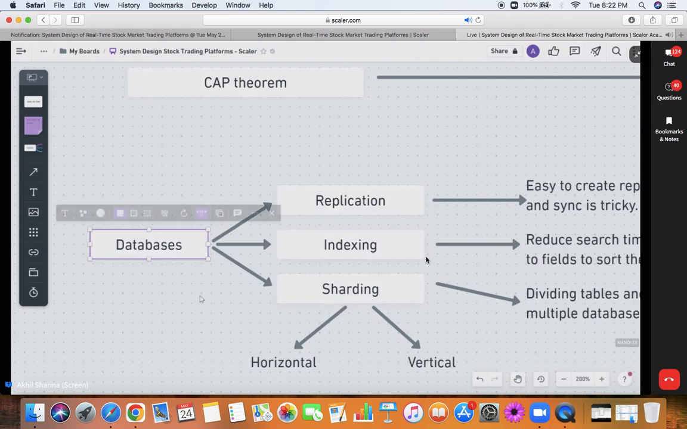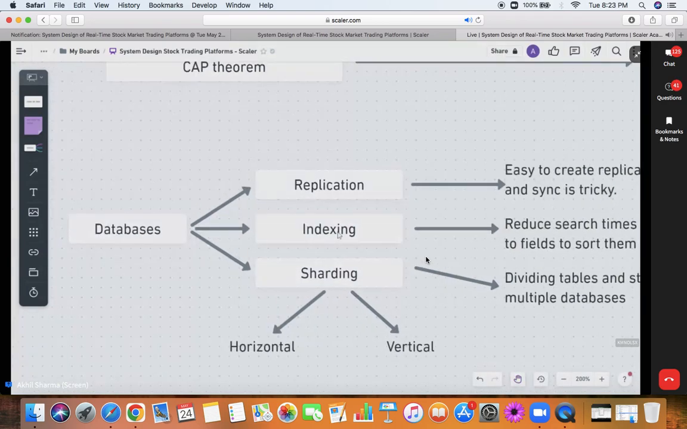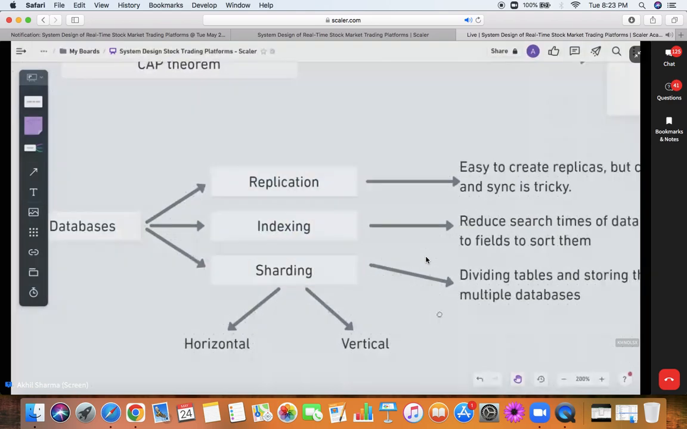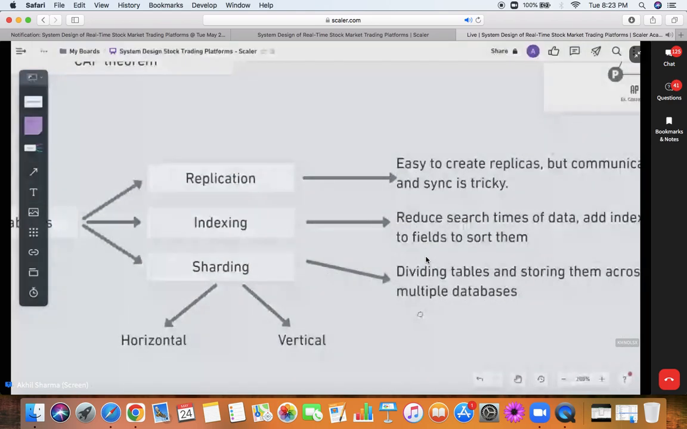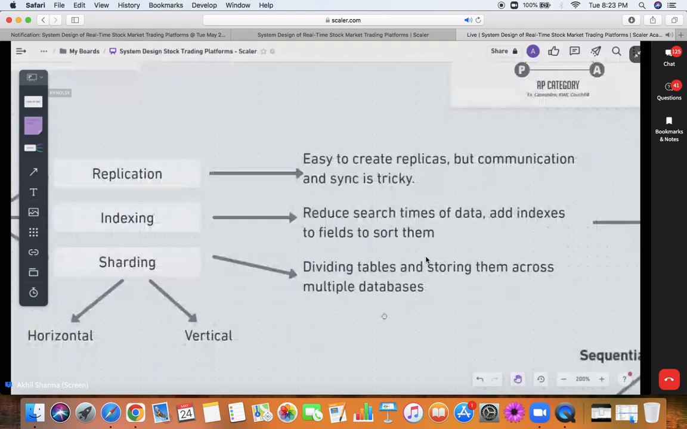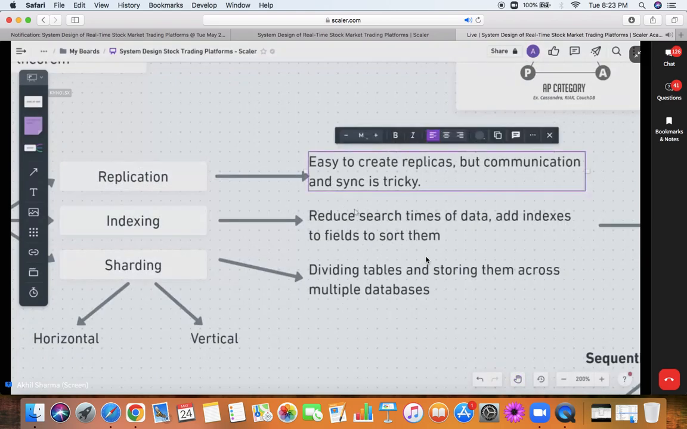Databases. Somebody was asking me, are we going to be talking about databases? Yes, we'll be talking about databases. From a basic system design perspective, all you need to know are three things: replication, indexing, and sharding. Since you will be getting access to this board after the session, you can obviously look it up. It's always there for your reference.